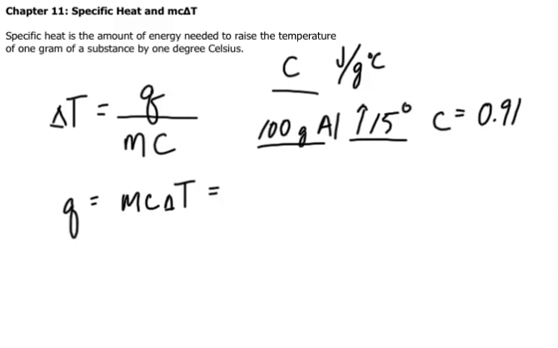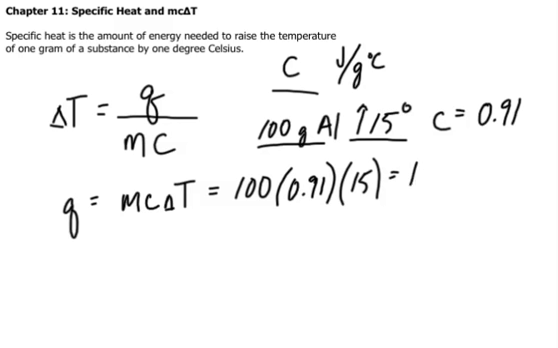and so you have 100 grams times the C value, 0.91, times the delta T that you're looking for, which is 15. And when you do that and multiply it all through, you get 1365 joules. All right, just a straightforward example there for how you might use that equation. That's a quick introduction to specific heat and mc delta T.